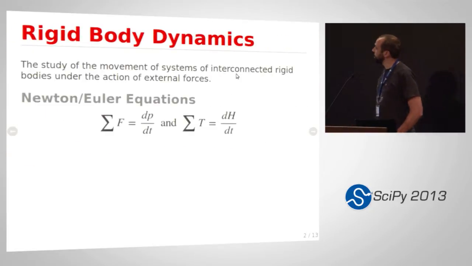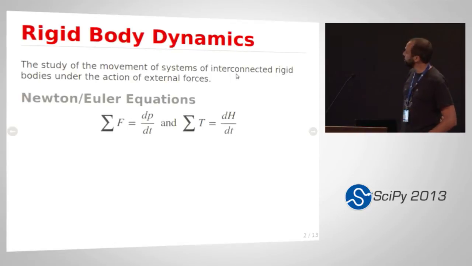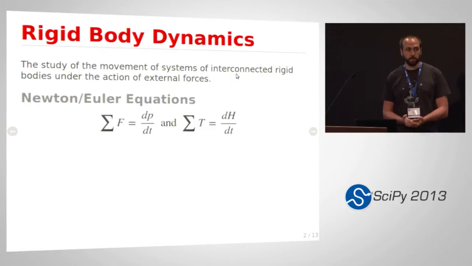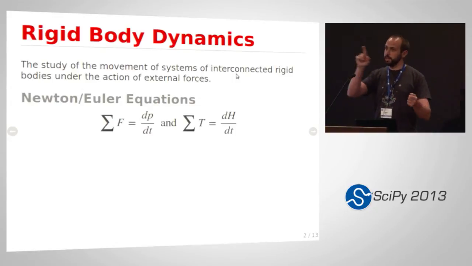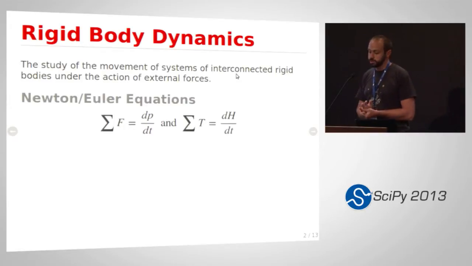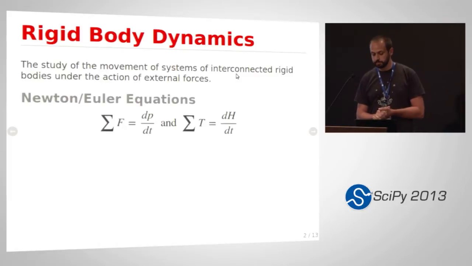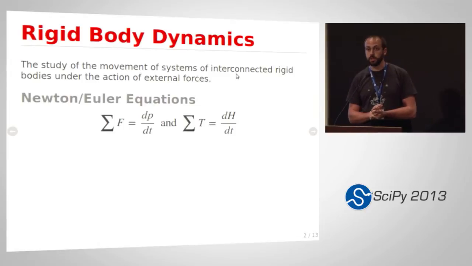Just to remind ourselves what rigid body dynamics are, it's the study of the movement of systems of interconnected rigid bodies under the action of external forces. Most of you have probably experienced this in your physics courses, right? A mass on a spring, or throwing a baseball and figuring out the path where it lands. These are classic physics problems, and they're described by two important equations of motion called the Newton-Euler equations. The first says that the sum of the forces has to equal the change in linear momentum. And the second is that the sum of the torques acting on the body has to equal the change in the angular momentum.